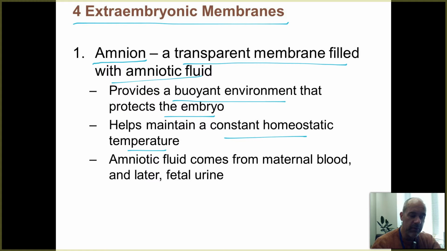Where does the amniotic fluid come from? Interestingly enough, the fluid is actually derived from the mother's blood at first. It's produced from her blood vessels. And later, the amniotic fluid comes from fetal urine. So the fetus does produce urine, the fetus urinates, but the urine just flows into the amniotic fluid, as you might imagine.